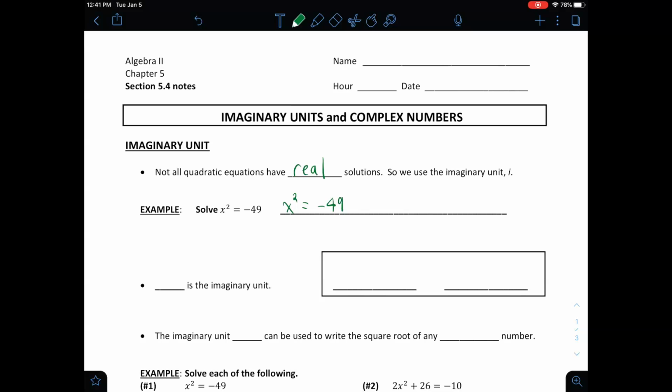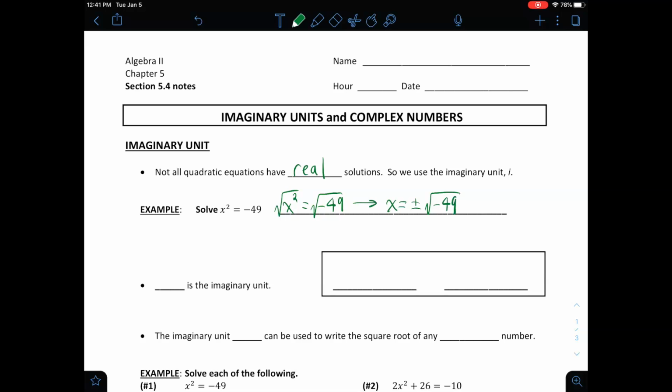Now, how do I get rid of that squared on an x? Well, I'm going to take the square root. And you should see we have an issue here. What's the issue? Well, we can't square root a negative number, so this is going to be x equals plus or minus the square root of negative 49. So this is why we have the imaginary unit i.